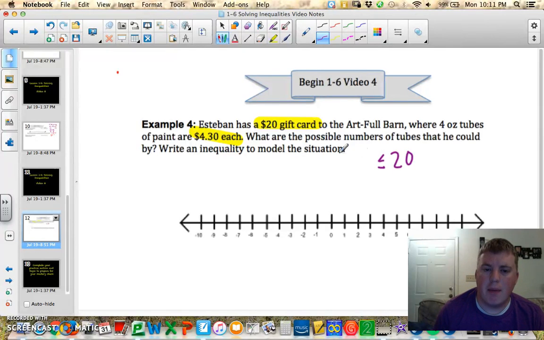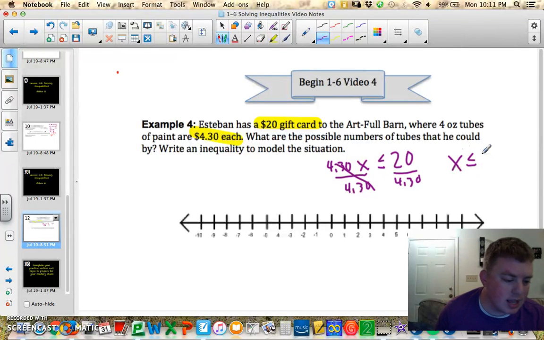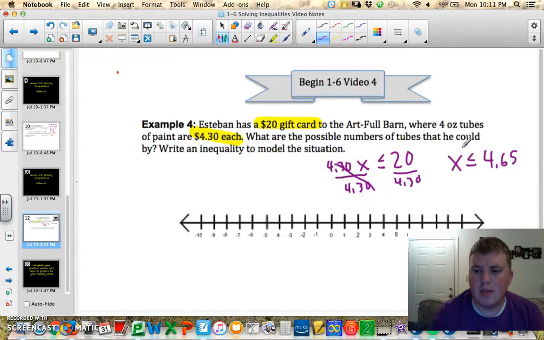Now, we don't know how many tubes of paint we're buying, so we're going to label that as X. But we know that we are paying $4.30 for each one. So this is just going to be a simple one-step inequality. We get rid of the 4.30 in front of the X by dividing both sides by 4.30. And if you type that into your calculator, you're going to get that X is less than or equal to about 4.65.